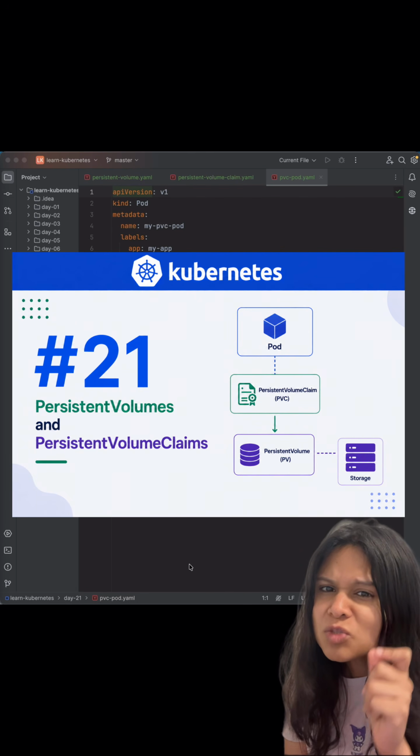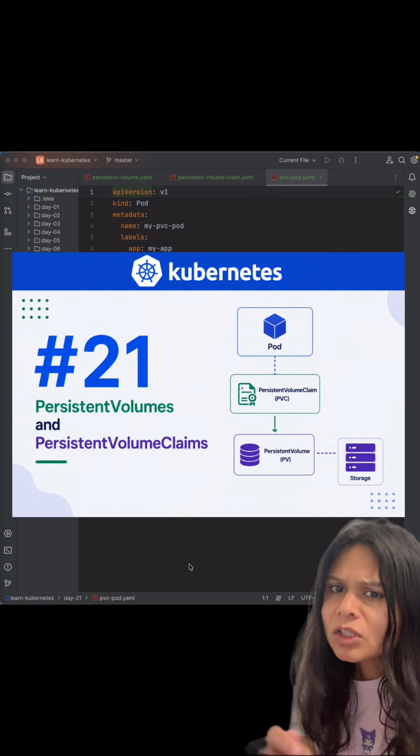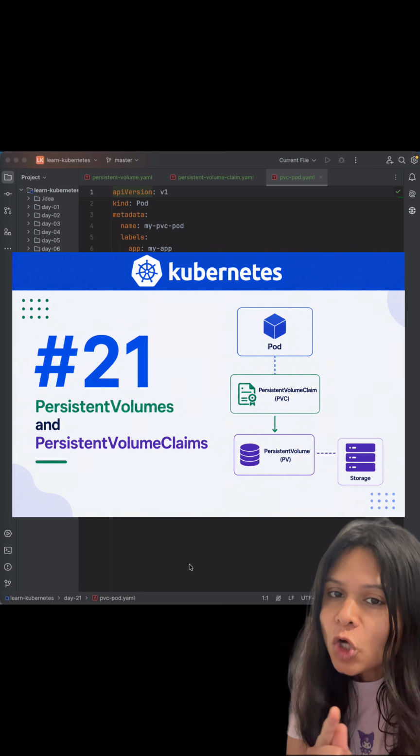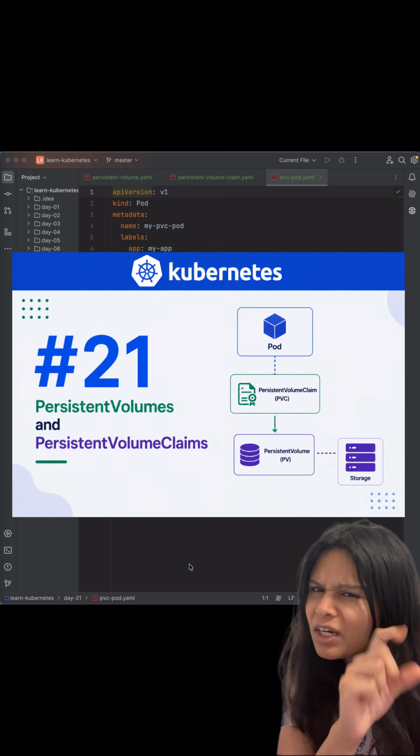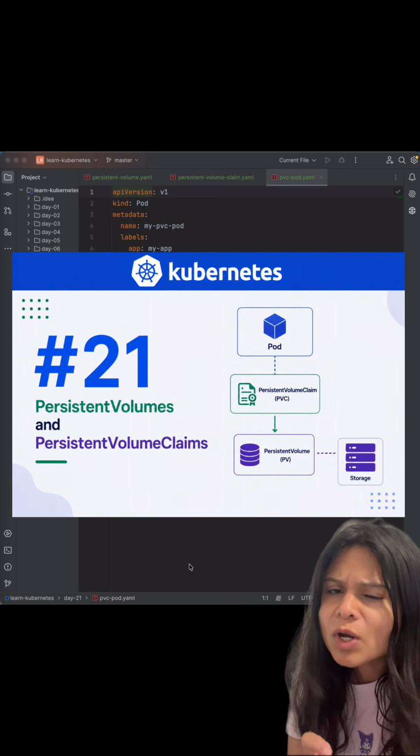Every serious Kubernetes production setup uses this. Not hostPath, not emptyDir: PersistentVolume and PersistentVolumeClaims. The real way to handle storage. This is part 21 of the Kubernetes series.